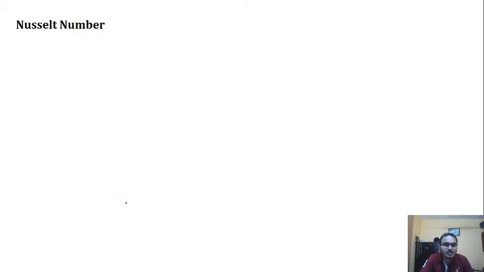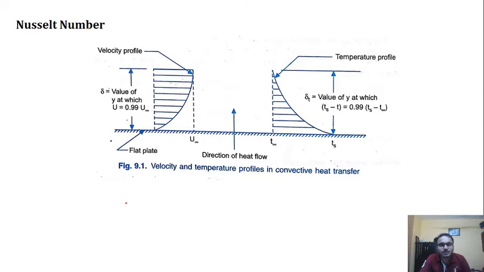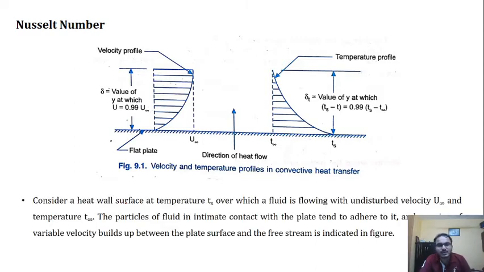Now next is Nusselt number. So here first of all we need to understand this figure very carefully. Consider a heated wall surface. So this is the surface which is heated. Let us say this is at higher temperature, the same example that we took, which is 100 degrees Celsius, and let us say that the normal temperature is 25 degrees Celsius.